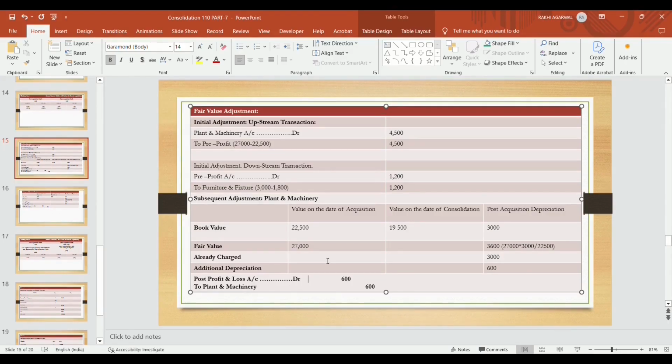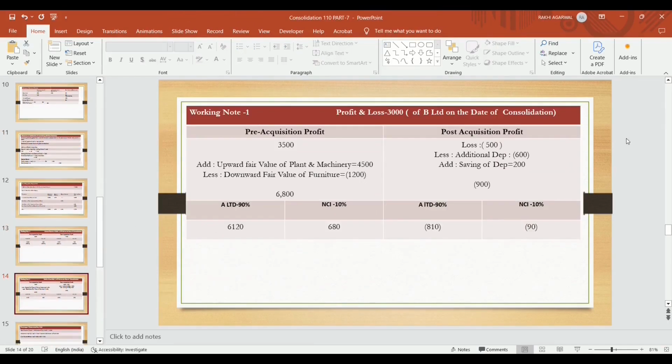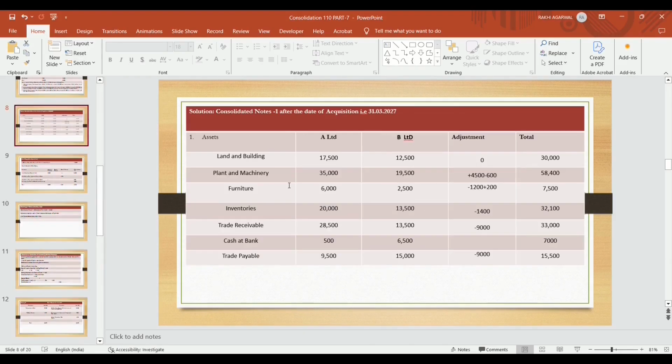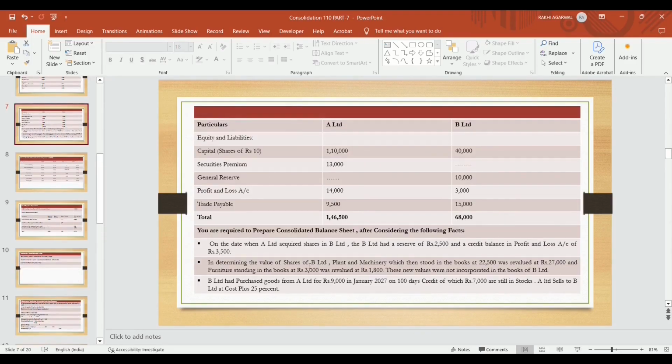So after acquisition, the profits of B Limited, that is 3,000, pre-profits becomes 3,500 and post profits becomes 3,000. So there is a loss of 500. So this depreciation is also reduced from post profits of B Limited, that is additional depreciation becomes less 600. That 600 also affects the adjustment entry, minus 600, that is plant machinery reduced by 600, that is the additional depreciation. Now furniture and fixture: value of furniture on the date of acquisition, that is 3,000.